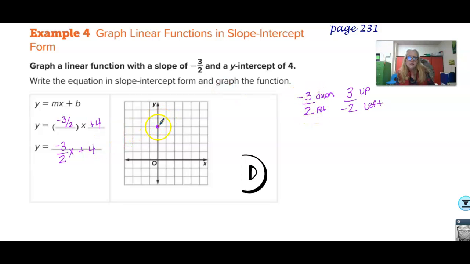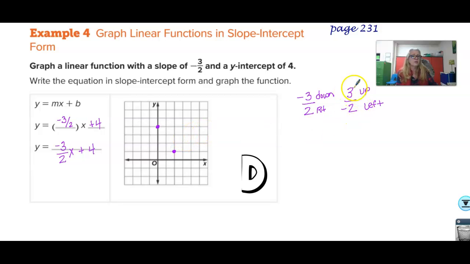So from here, not the origin, from your starting point. That's a common error. A lot of kids want to go back to the origin and graph from there. No, start from the starting point. Go down 3, 1, 2, 3, and then go right 2, and you put another dot there.